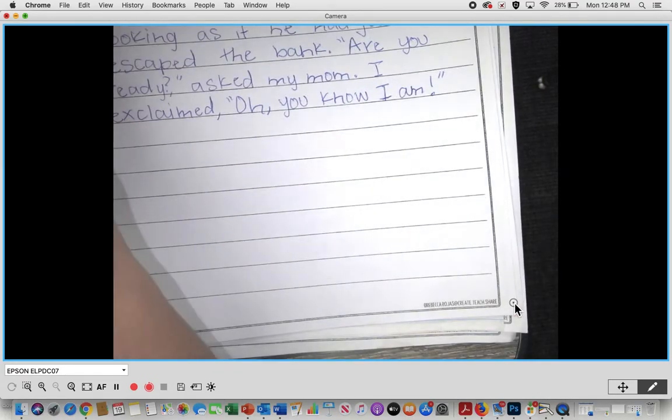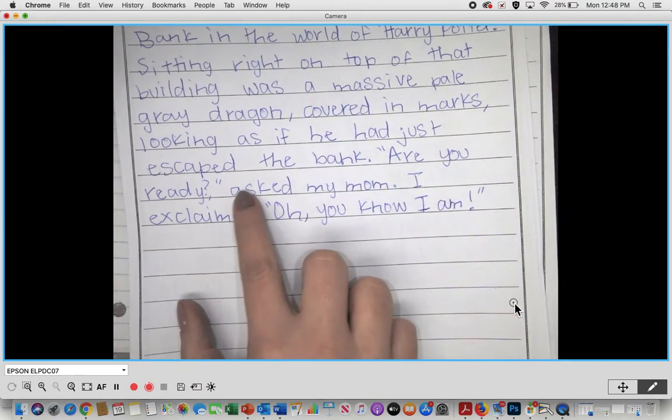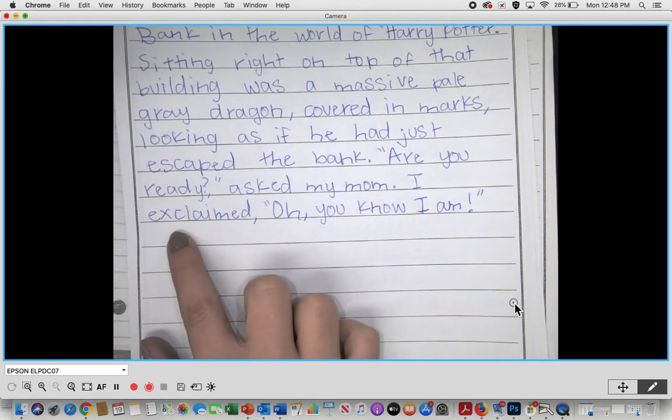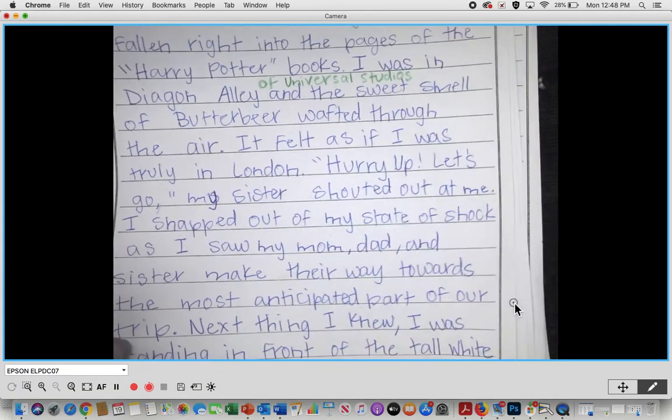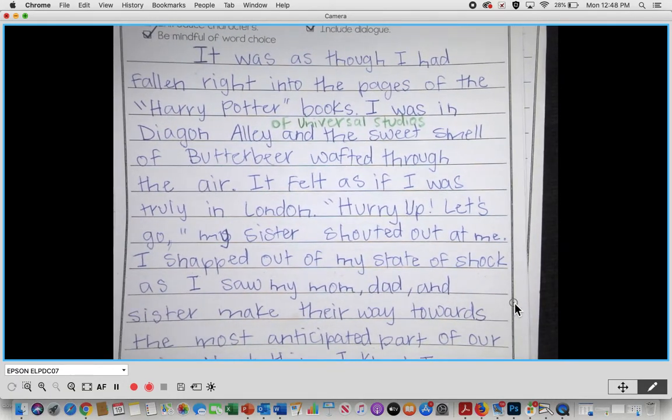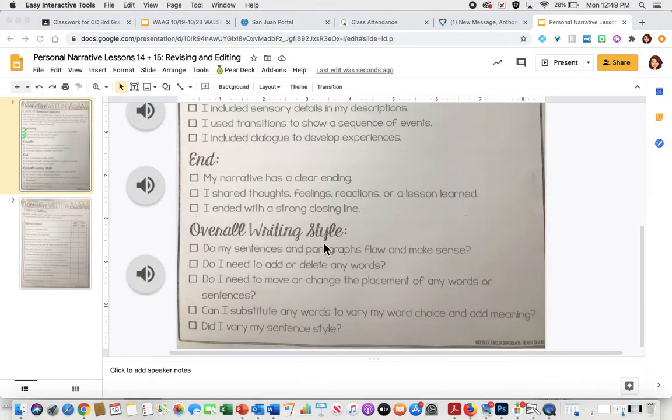I included, asked my mom. I exclaimed, right? And so that's a little bit more exciting. And I'm also being way more specific about how I'm projecting or how that person's speaking, rather than just saying said, right? And so make sure you go back and you look to make sure you're using that descriptive language.